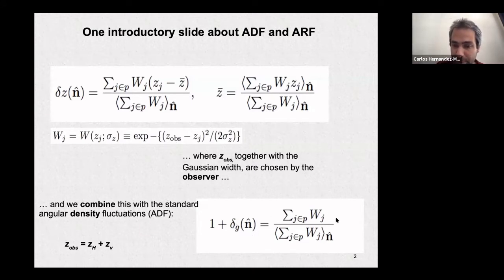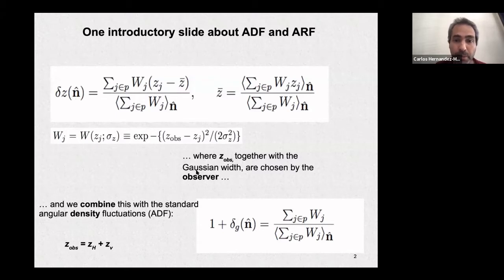And then we can do simply 2D clustering, which is just how many galaxies we have in every pixel, after assigning each galaxy this Gaussian weight, and then we divide by the angular average of these weights over all pixels on the footprint. This is the standard 2D clustering. This is just the density contrast of galaxies, the angular density contrast.